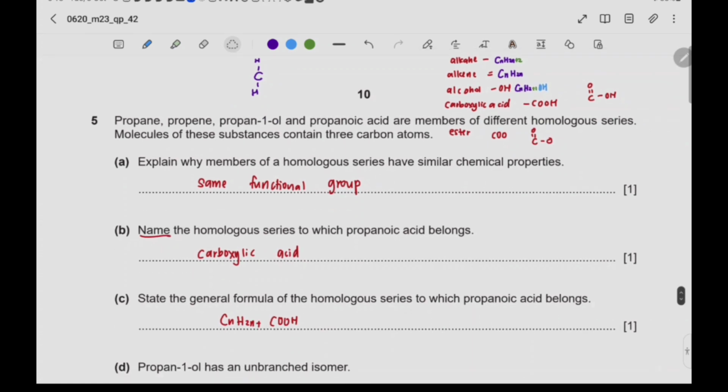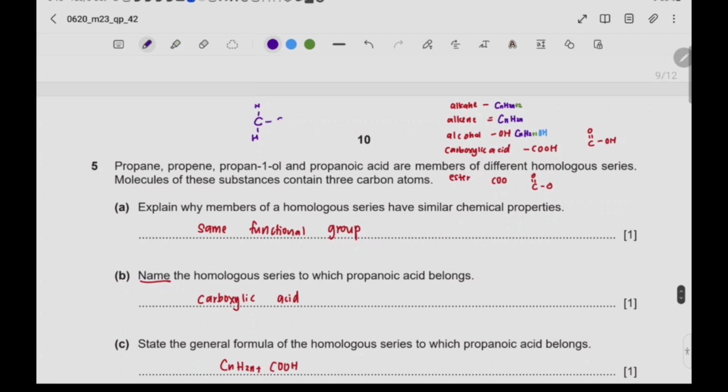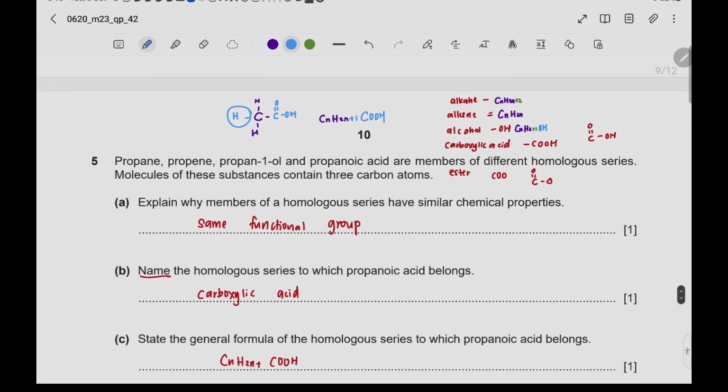Same goes for carboxylic acid. I try to put 2 carbons. Very simple. CnH2n also, but you can see it's a carboxylic acid, so add COOH. So C double bond O, OH. I use another color. C double bond O, OH, and this one is H, right? So what I do is CnH2n+1, which is this side, and then COOH. I forgot this one. Plus 1 and then COOH. Very simple, right?